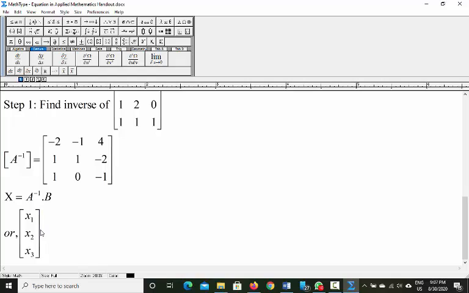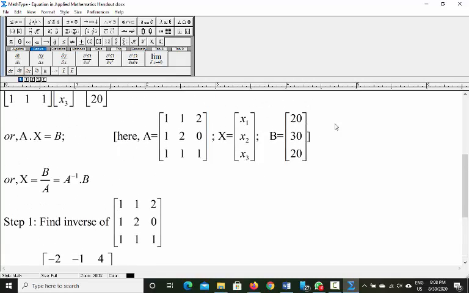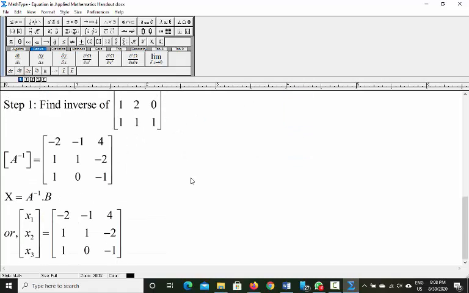So x means this one. So this one will be equal to what? So this one will be equal to this one. We know that x is the column vector, equal to A power minus 1, that is the inverse matrix, multiplied by b. So the inverse matrix is this one, and b is this one.